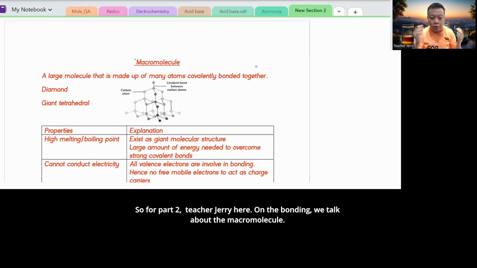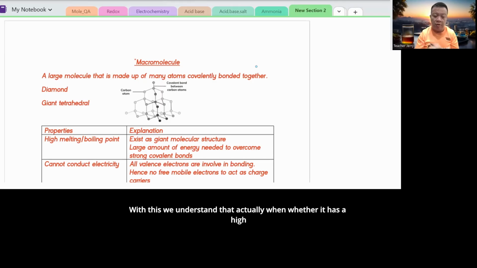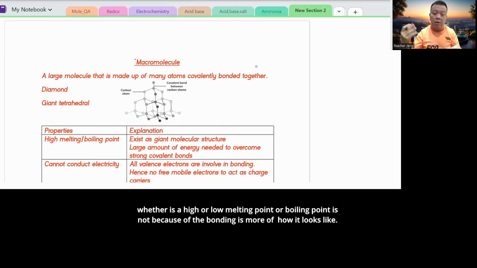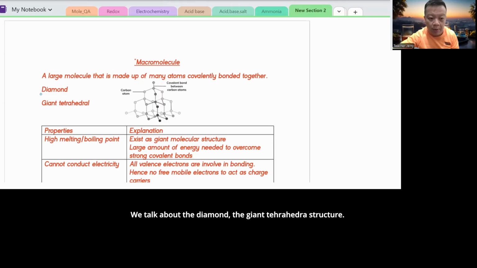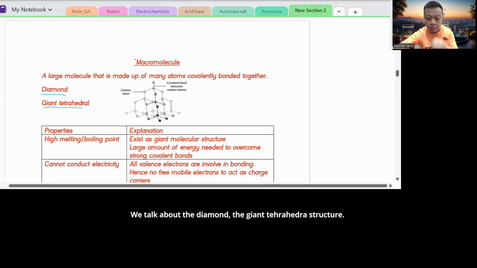All right, for part two, here teacher Jerry here. On the bonding, we talk about the macromolecule. With this we understand that whether it has a high or low melting point or boiling point, it's not because of the bonding, it's more of how they look. So covalent also have high melting point and boiling point, like the most common one, your diamond. We talk about diamond, the giant tetrahedral structure.